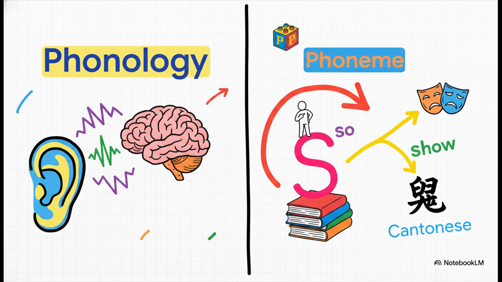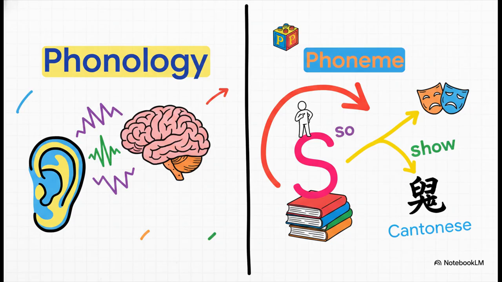And this perfectly illustrates how languages differ. In English, telling the difference between S and sh is super vital. It's the only thing separating words like so and show or sock and shock. But get this, in Cantonese, you can use either the S or sh sound without changing the word's meaning at all. So in Cantonese, they're not two separate phonemes.